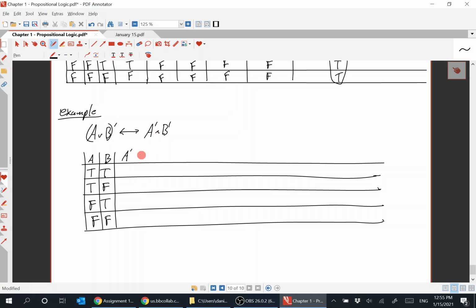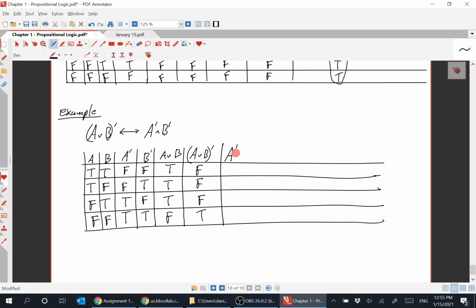We also need the negation, A not, which is going to be false, false, true, true, and the negation B not, false, true, false, true. We need A or B: true, true, true, false. A or B not has the opposite truth value as these. True, true, true, false becomes false, false, false, true.